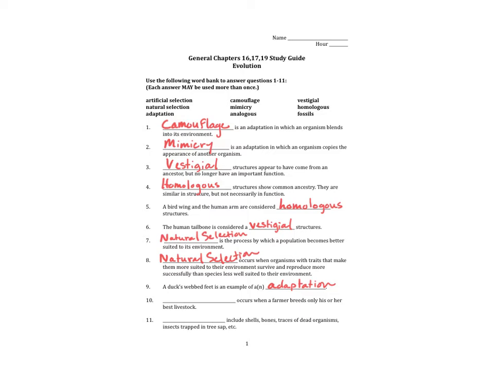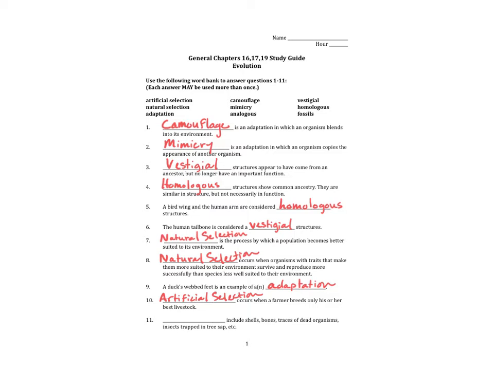Number 10 says artificial selection occurs when a farmer breeds only his or her best livestock. So artificial selection occurs when people select the traits that they would like to see in animals or plants that they are breeding, and that way they get traits that they find desirable. So for example, when people breed plants like corn, they breed for disease resistance so the plant does not get sick. They breed for more kernels of corn per ear so they have higher yield. So those are the sorts of things they would breed for.